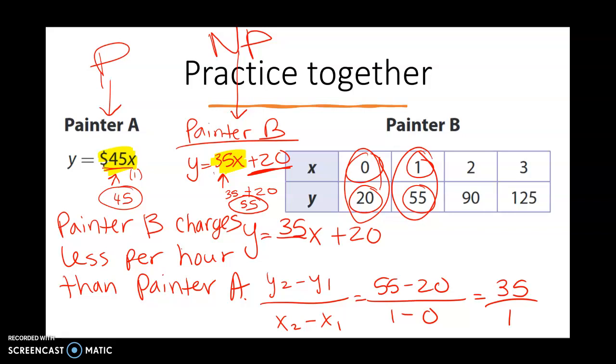What if we did 10 hours? What if the project took super long? Let's multiply them by 10 instead. 45 times 10 is 450. 35 times 10 is 350, plus that 20. What is that? 370. Who's cheaper? Painter B is definitely cheaper than painter A if they are working longer hours. So if you have a very long project to do, I'd go with painter B. But if your project is not that long, I'd go with painter A. And that is it. Let me know if you have any questions.